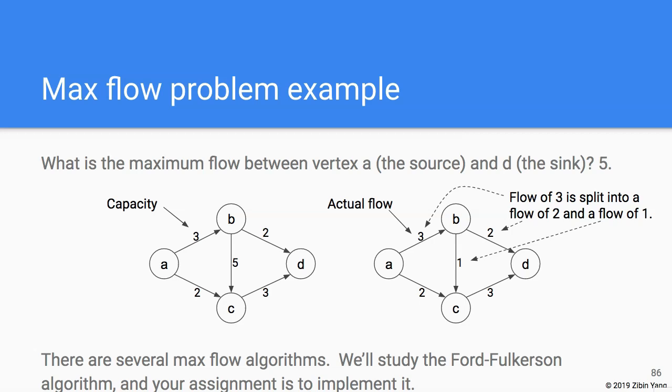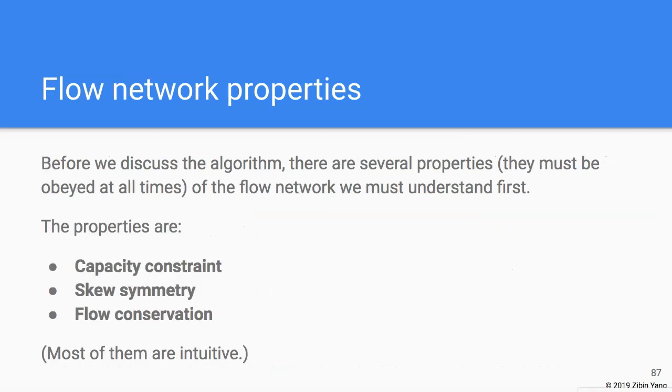So, okay, we already talked about this slide, and now before we talk about the algorithm, there are several things about the flow network that we really should know. These are called properties or invariants. They're things that should be obeyed all the time for the flow network. They've got interesting names, but most of them are fairly intuitive.